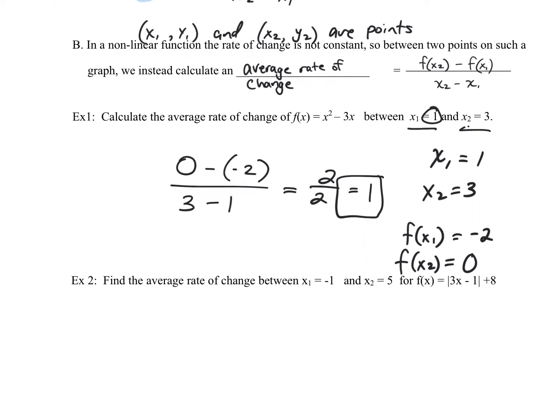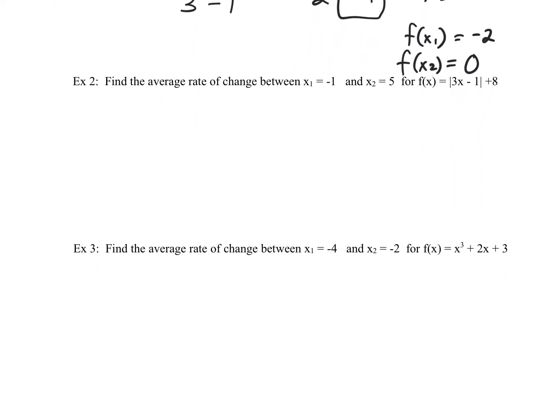So what I want you guys to go ahead now is to look at examples 2 and 3, and you're going to find the average rate of change for the given points. Remember, they will give us x1 and x2. We need to find f of x1 and f of x2. We're going to do that using each of the given formulas. You guys can go ahead and pause and work these problems out. I'm going to pause and do the same, and then we'll come back together and see how we did.